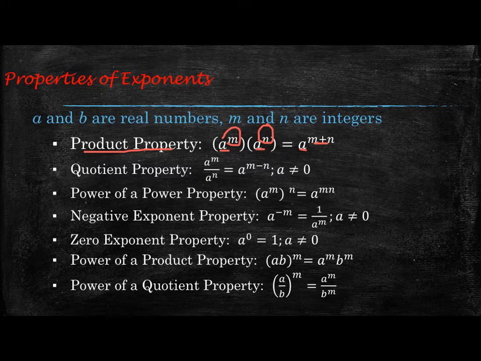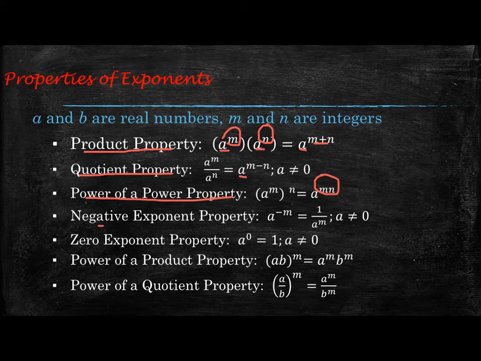The quotient property is when you're dividing exponentially. If the bases are the same, you'll keep your base, and then you'll just subtract your exponents. So you'll have the m minus n. Power of a power property, this is when you have an exponent being raised to another exponent, and so in that case, you would multiply the exponents.